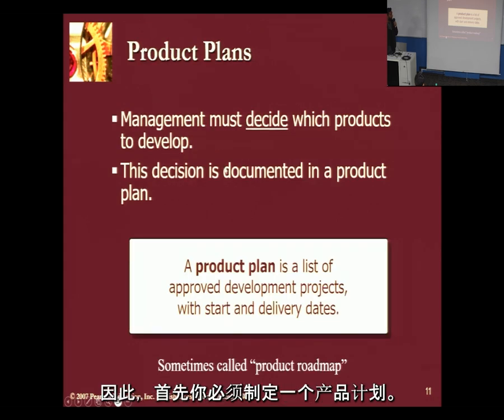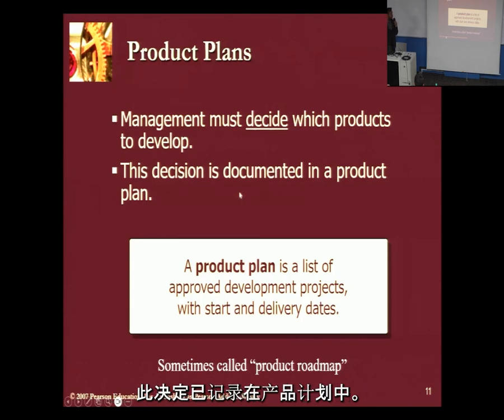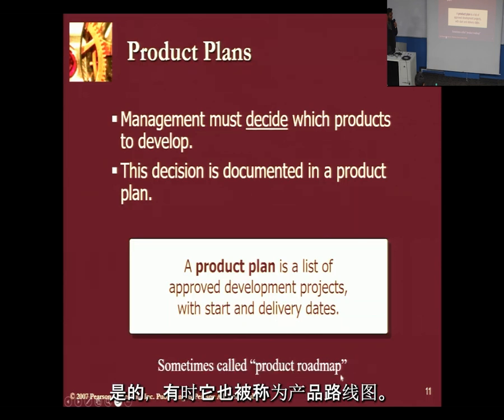So first thing is that you have to develop a product plan. Management must decide which products to develop. This decision is documented in a product plan. A product plan is a list of approved development projects with start and delivery dates. And sometimes it's called a product roadmap also.